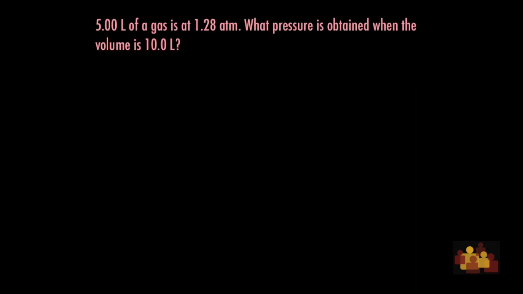5 liters of a gas is at 1.28 atmospheres. What pressure is obtained when the volume is 10 liters? Okay, so we can solve this by inserting values into our version of Boyle's law. P1V1 equals P2V2.